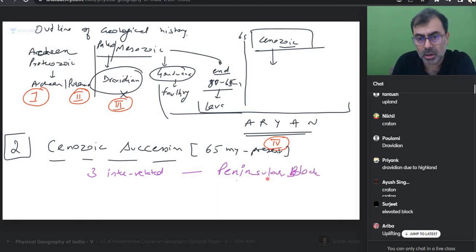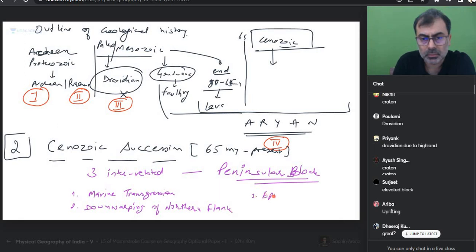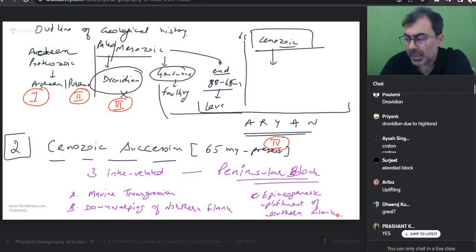To the peninsular block. Number one, marine transgression. Number two, down warping of northern flank. Number three, or let me not name them 1, 2, 3, confusion hoga. Can we make it ABC? Epirogenetic upliftment of southern flank. Don't worry, I will explain everything. First, write it down.